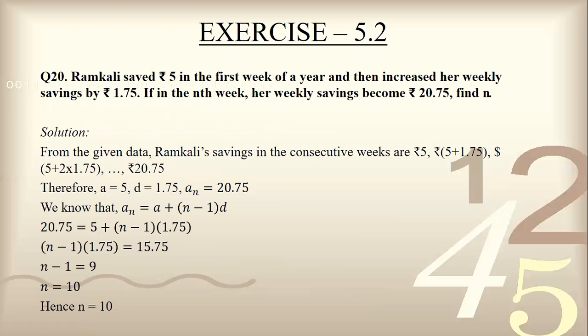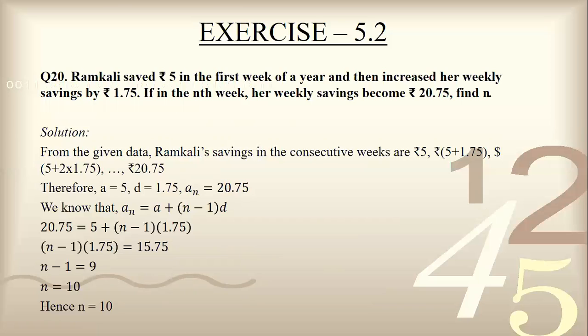Now let us move on to question number 20. Ramkali saved 5 rupees in the first week of a year and then increased her weekly savings by 1.75. If in the nth week her weekly savings become 20.75, find n. From the given data, Ramkali is saving in consecutive weeks. Every week, how much is she saving? 5, then 5 plus 1.75, then 5 plus 2 into 1.75, and so on. Finally, she is saving 20.75.